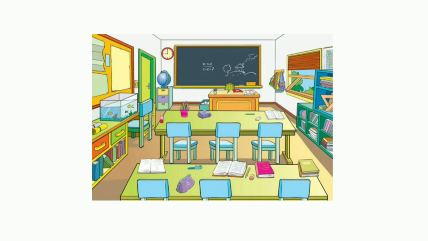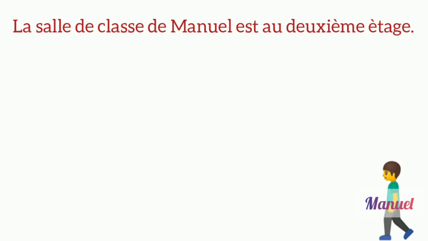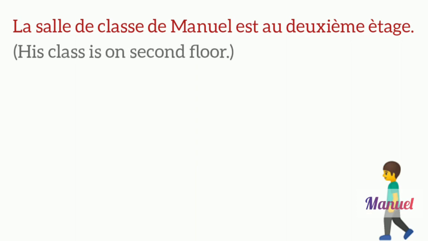Okay. So if I talk about my class, okay, let's take for example a boy whose name is Manuel. Okay. So we want to describe his class. So the first sentence, if his class is on second floor, so what we'll write is la salle de classe de Manuel est au deuxième étage. Okay, floor we have already done in our lesson where we did house. Okay, ma maison.